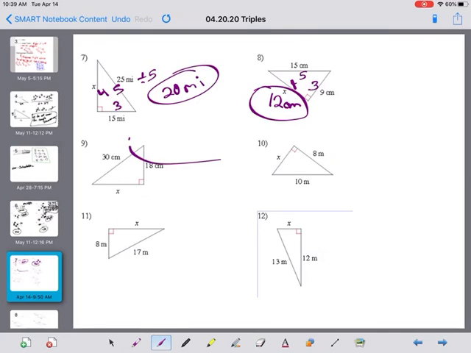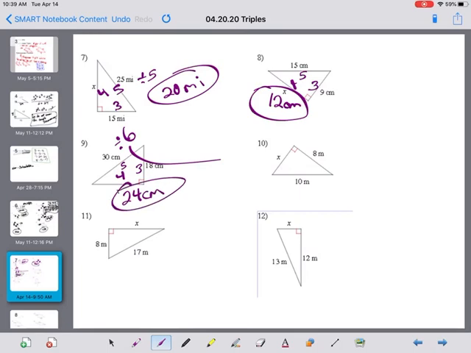Number 9, what's the greatest common factor? There's a 3, there's a 2. Oh, therefore there's a 6. Looks like 6. So divide by 6. 30 divided by 6 is 5. 18 divided by 6 is 3. So it's a 3, 4, 5. 4 times 6 is 24 centimeters.